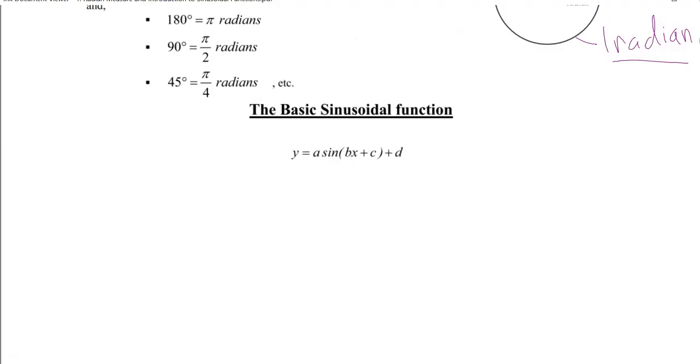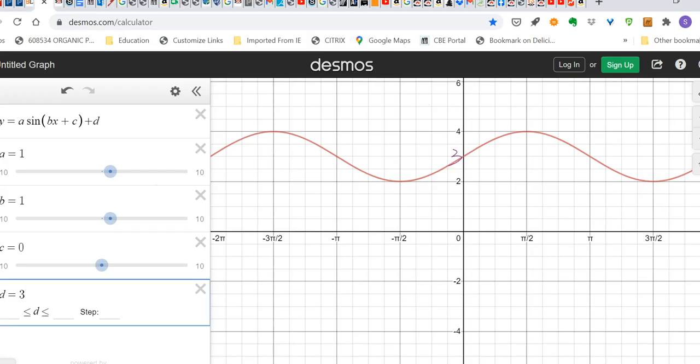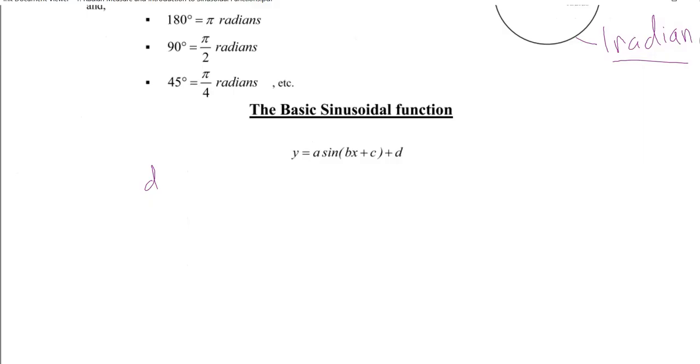So D, let's go back to here. So here's D. What does it appear to be doing to the graph? Like the graph goes from here to here. Where's D? In the middle. In the middle. So D is called the midline, or median.